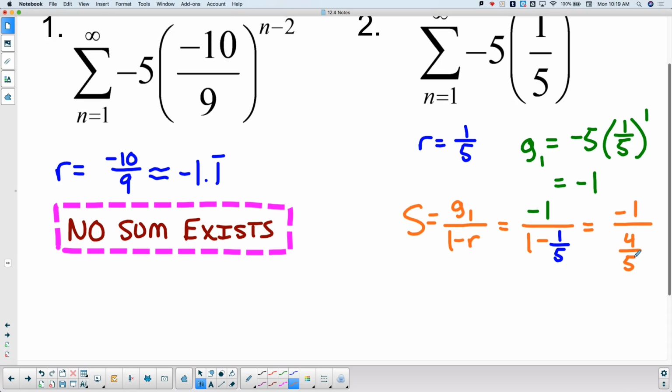Refreshing my memory. How do I multiply, or actually, how do I divide fractions? Reciprocate which one? Top or bottom? Bottom, or the one that comes after the divide sign, and then I multiply. Yep. So this becomes -1 times 5 over 4, which gives me a sum here of -5/4.